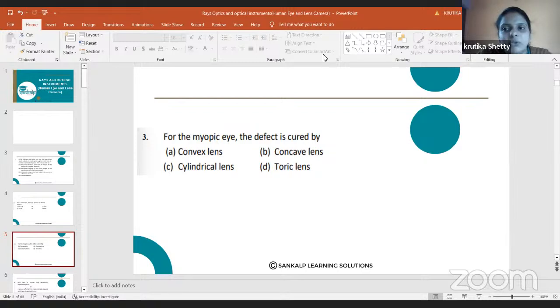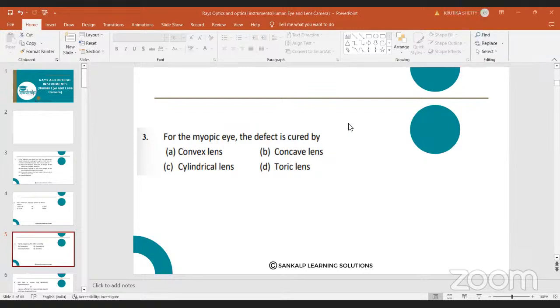So already I told you, we study 3 types of defects of the eye here, that is myopia, hypermetropia and astigmatism. So here we have myopia. So what happens in case of myopia? Whatever we observe here, we are not able to see the things. Means whatever the images are, the images are not formed on the retina.